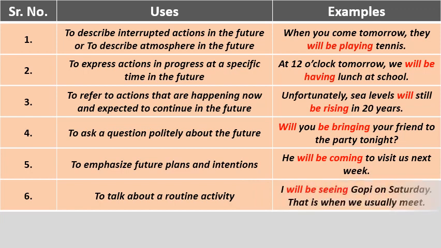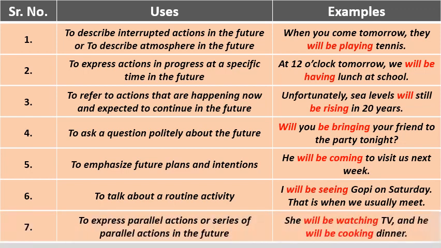Number 6. It is used to talk about a routine activity. For example, I will be seeing Gopi on Saturday. That is when we usually meet. Number 7. It is used to express parallel actions or series of parallel actions in the future. For example, she will be watching TV and he will be cooking dinner.